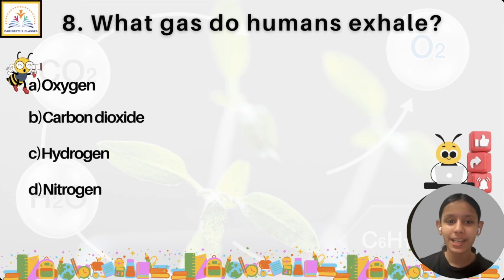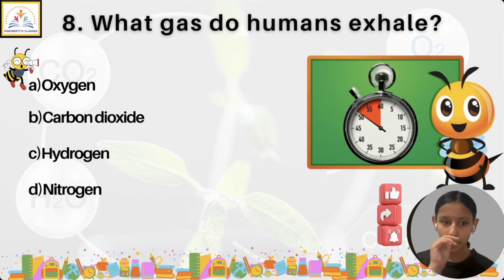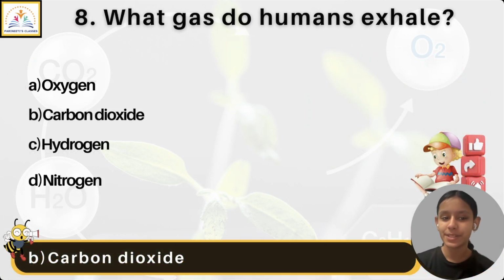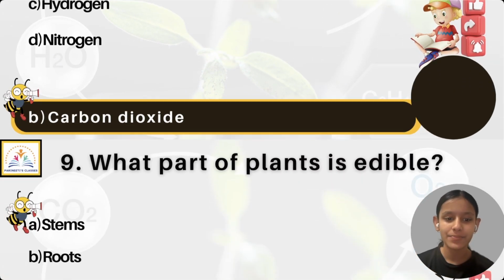The eighth question is, what gas do humans exhale? Option A, oxygen. Option B, carbon dioxide. Option C, hydrogen. And option D, nitrogen. The correct answer is option B, carbon dioxide.